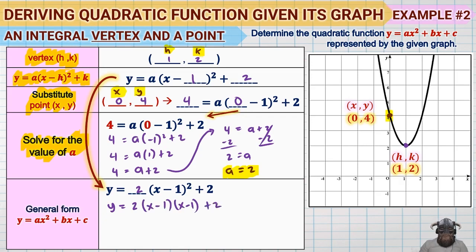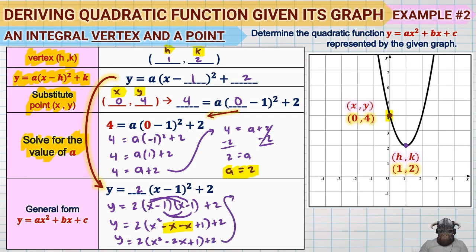So, we can do FOIL plus 2. So, y is equal to, FOIL natin, 2 times x will be x squared. X times negative 1 will be negative x. Negative 1 times x is negative x. Negative 1 times negative 1 is positive 1 or plus 1. Then, copy mo lang dito si 2. Then, add natin yung similar terms. So, copy lang muna natin y is equal to 2 times x squared. Yan, add natin to. Negative x minus x, that will be negative 2x plus 1. Then, plus 2 tayo dito.